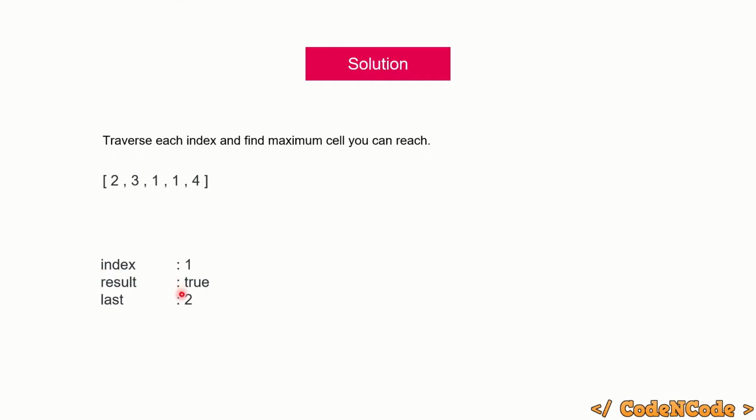Okay, now I'm at index 1. Index 1 is clearly less than or equal to last, so I'm inside my reach, and I don't have to worry. Now let's see whether I can update last or not. If you are at index 1, you can make a maximum jump of length 3, so 1 plus 3 is 4, so you can reach index 4. Clearly 4 is greater than last, so update last, so last becomes 4.